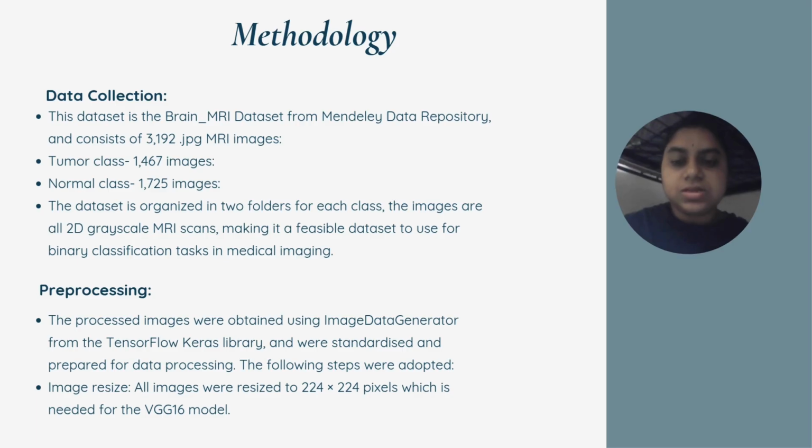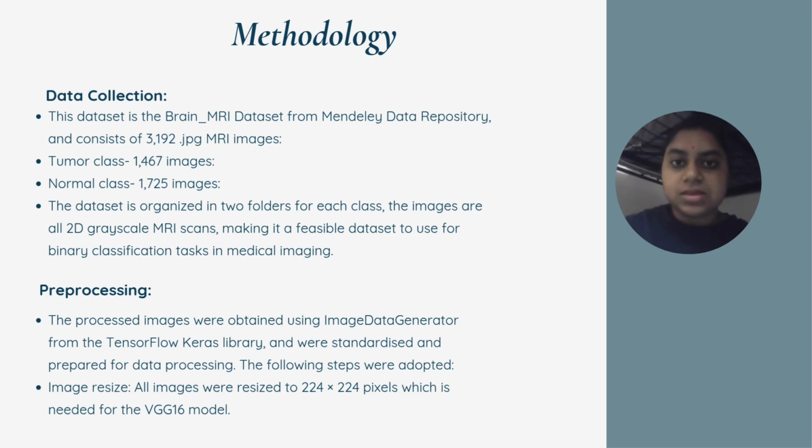First of all, data collection, the first step of the methodology. This dataset is a combined brain MRI dataset that we chose mainly from Kaggle, and it consists of 3,992 JPEG MRI images, divided into a tumor class and a normal class. As we can see, the collection shows a total of 1,167 for the tumor class, and the normal class consists of 1,725 images.